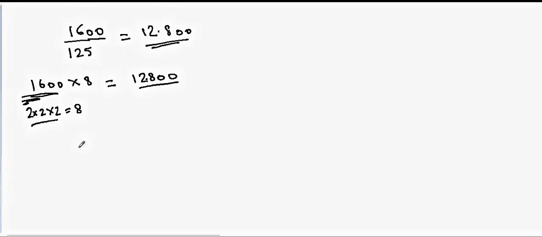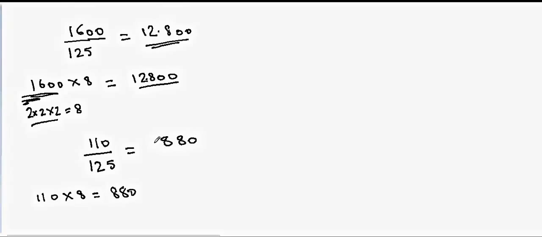This may be a little complicated. Let me show you a simpler example. Suppose I have 110 and I want to divide by 125. The answer will be, multiply this by 8. So 110 into 8 is equal to 880. So the answer will be 880, and then I put a decimal after three digits, so that will be equal to 0.88.